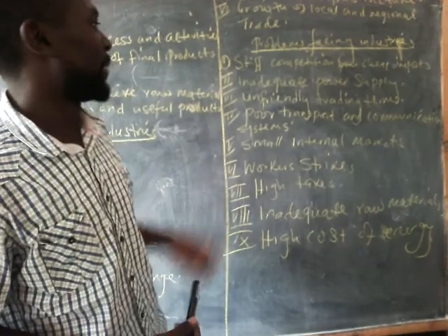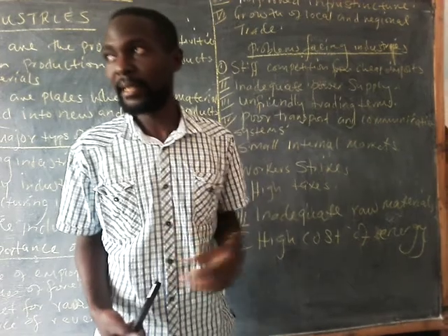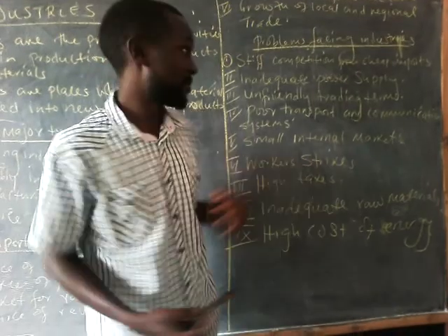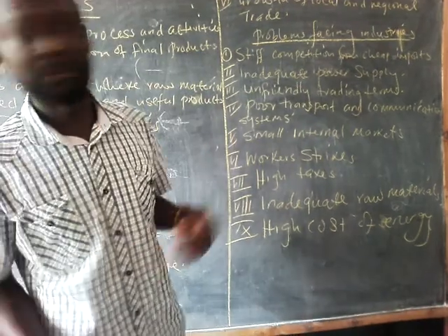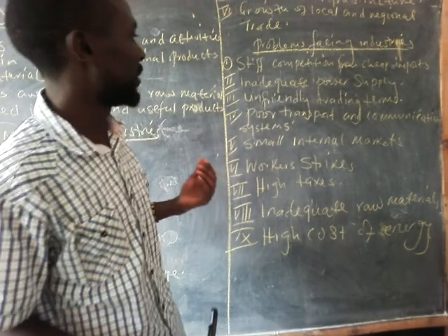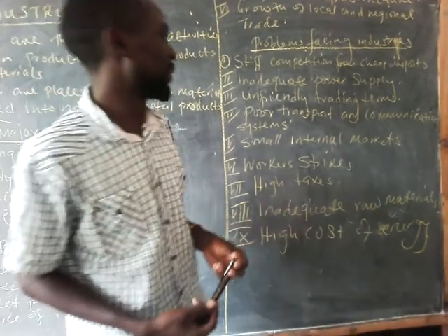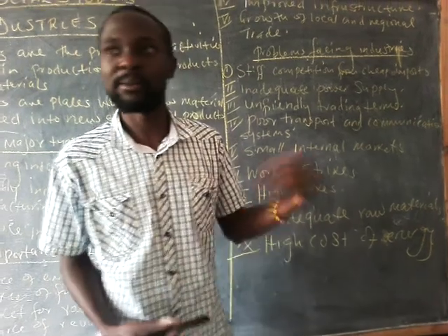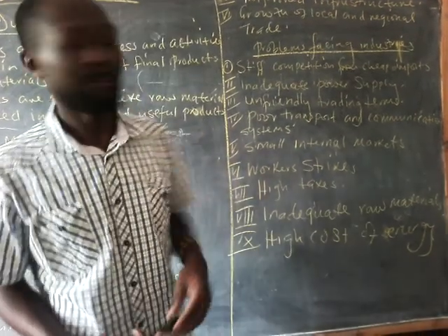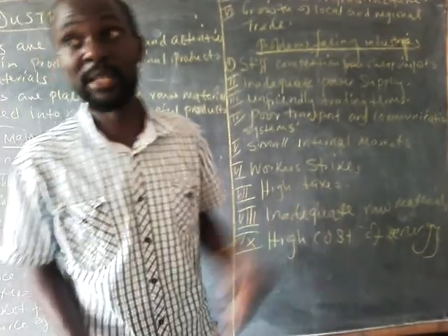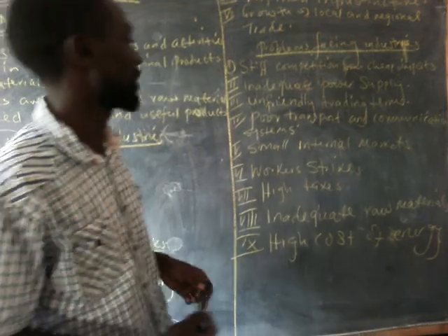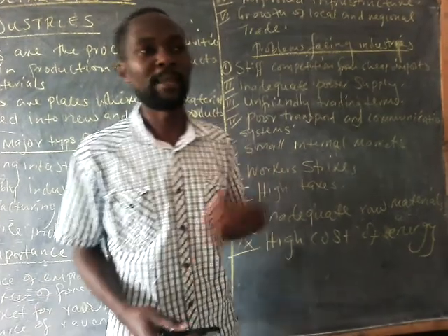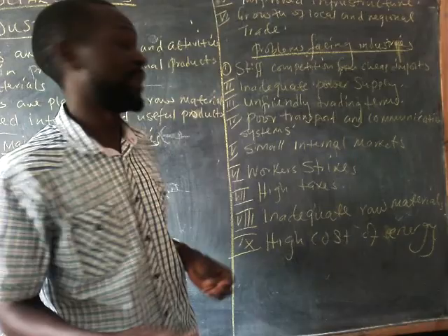Then we have unfriendly trading terms. Sometimes, especially between countries, the terms involved are not friendly to some industrial products. Then transport and communication systems: in some areas the roads are very bad, so it becomes very hard to transport either raw materials or the final products. We have small internal markets. The goods produced supersede the market demand within the country, and that's a problem.